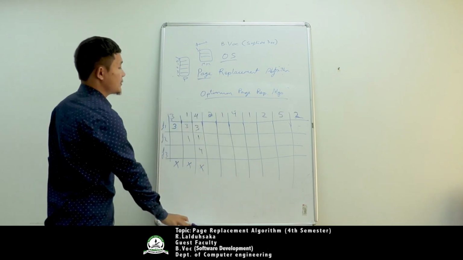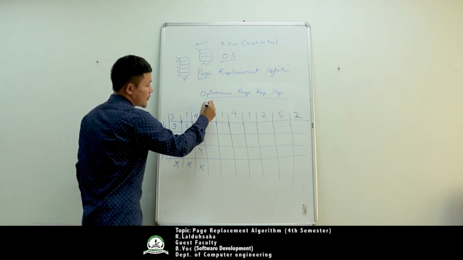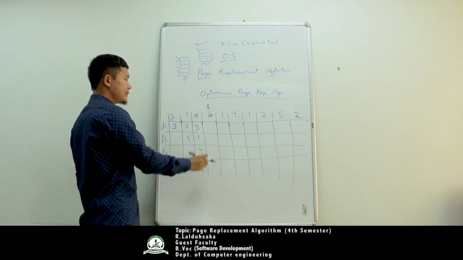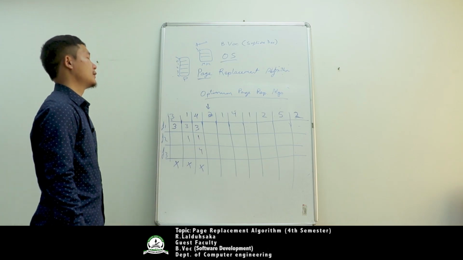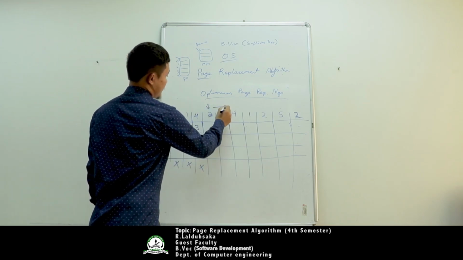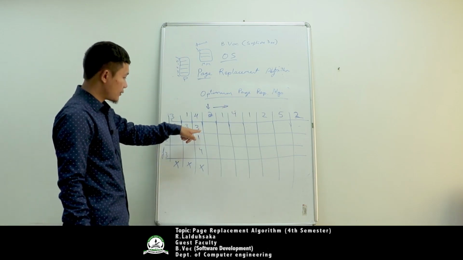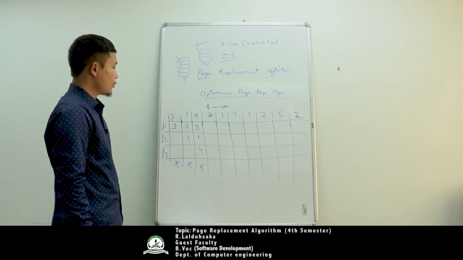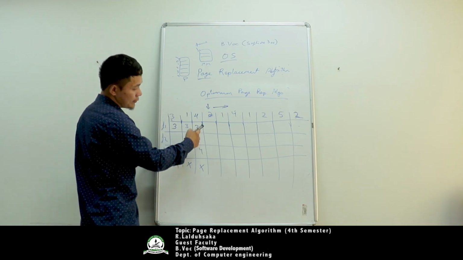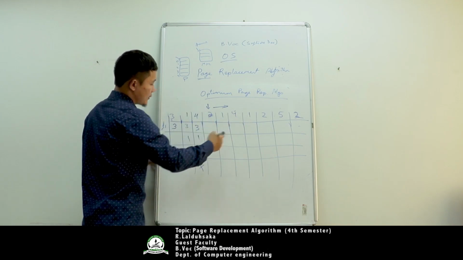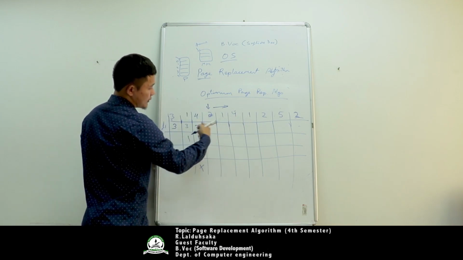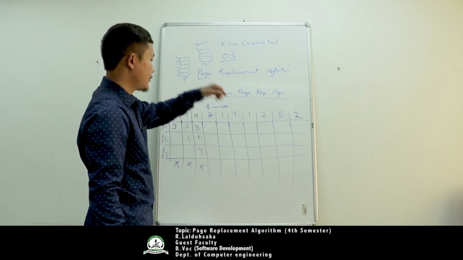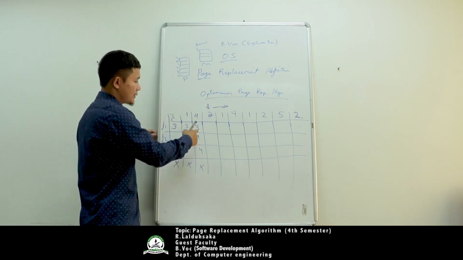For optimum page replacement, from the current position, for changing this page, we have to look toward the future, which is not possible in real life. For 3, 1, 4, we have to choose which one is farthest in the future. So 1 is here, 4 is here, 3 is not there anymore. 3 is not there in the near future or in the future. So we have to change 3.